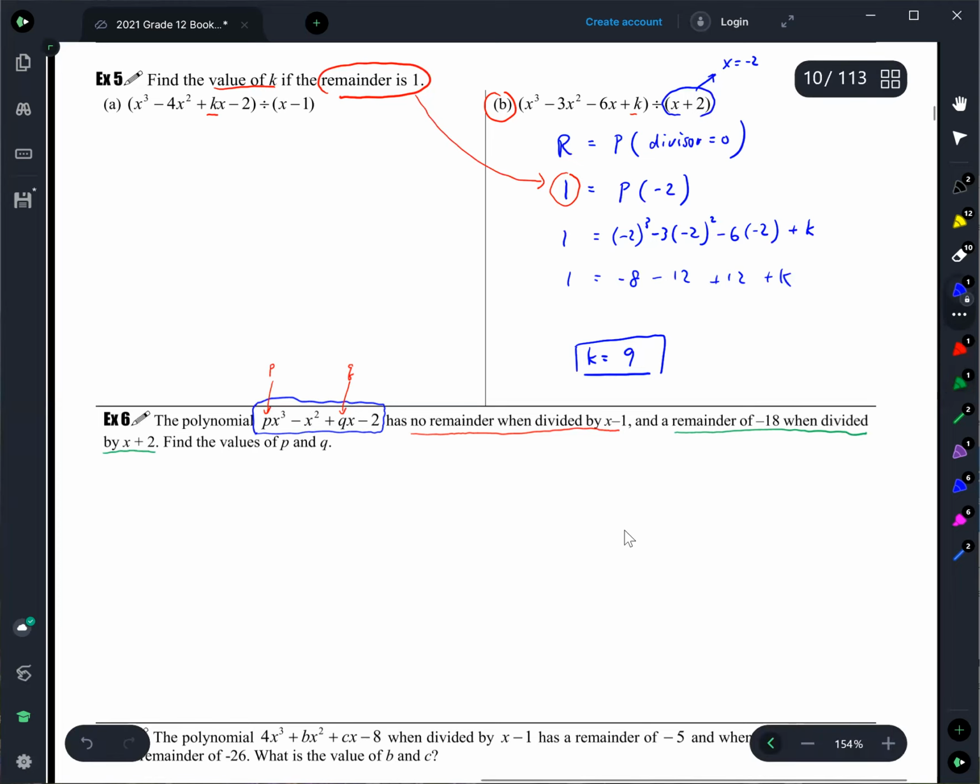Okay, so the setup is similar. One of them is no remainder, and no remainder means remainder is 0, if you divide it by x minus 1. The other one is -18 when divided by x plus 2. So R equals P of the number that makes the divisor equal 0. Same idea, but instead we will have 2 equations.